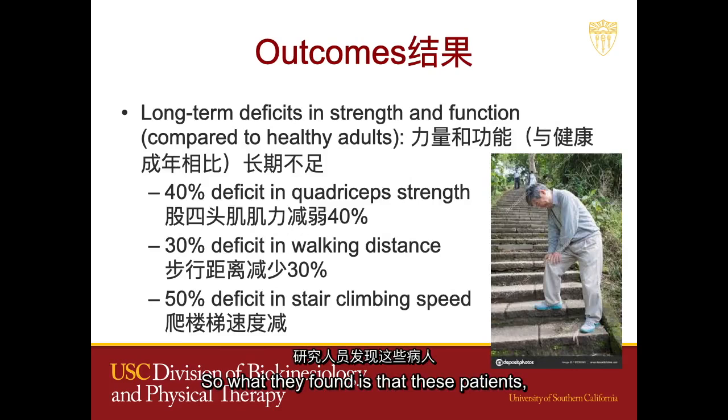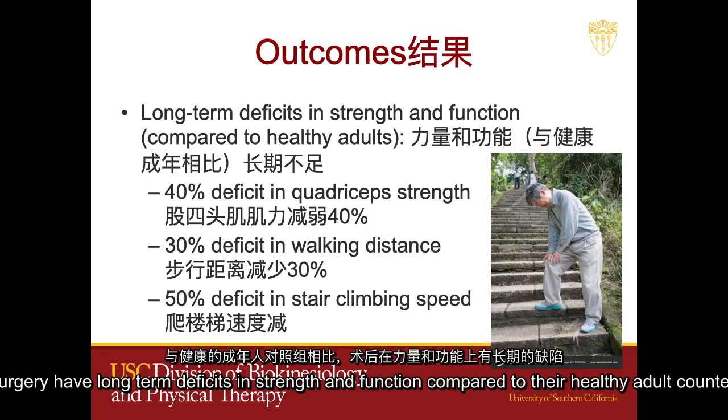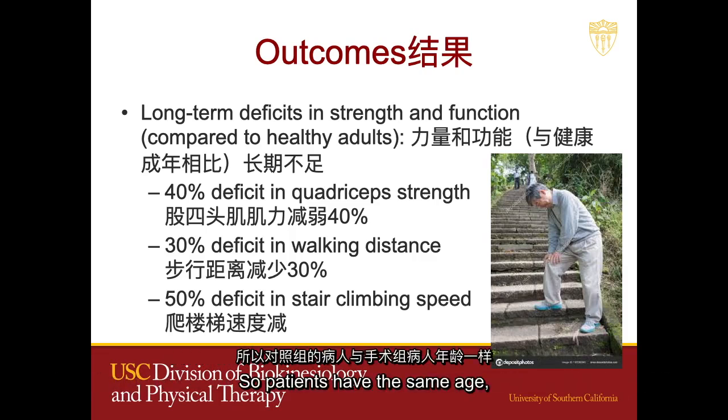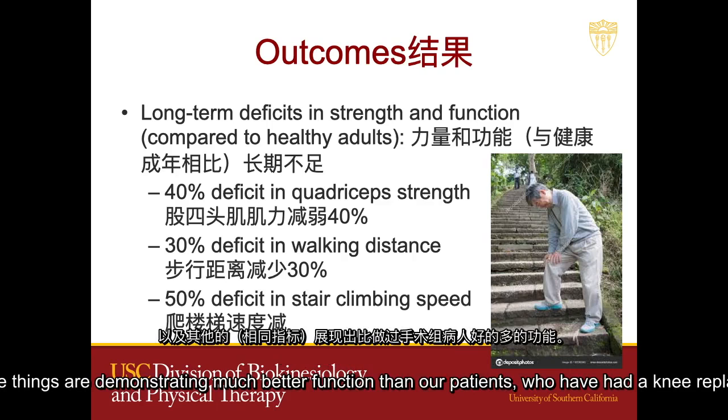So what they found is that these patients after surgery have long-term deficits in strength and function compared to their healthy adult counterparts. So patients of the same age, the same socioeconomic class, are demonstrating much better function than our patients who have had a knee replacement.